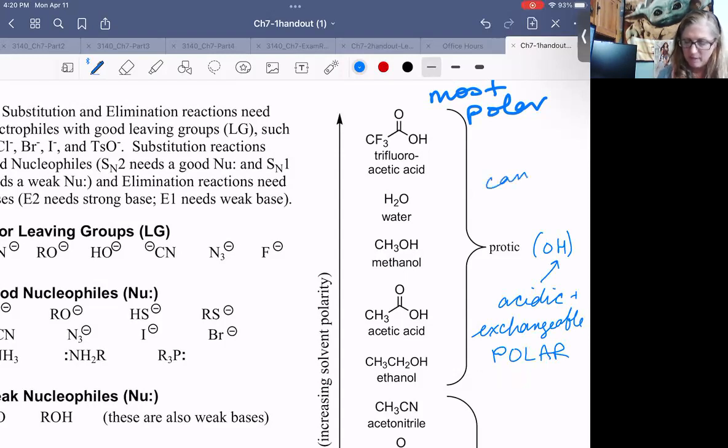Any protic solvent can form hydrogen bonds.